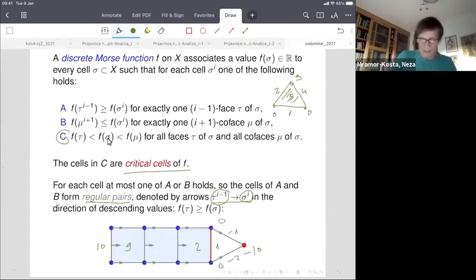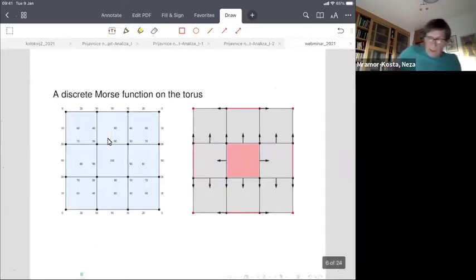Okay, so this is the basic definition of a discrete Morse function. It seems sort of too complicated to be useful, but it turns out that it's just great. Okay, so here's another example. This is a torus. So we have the values given.